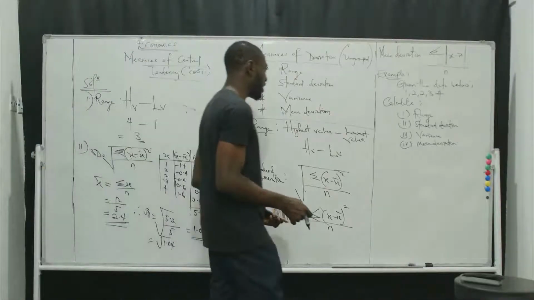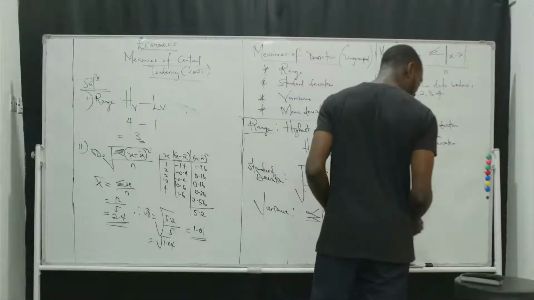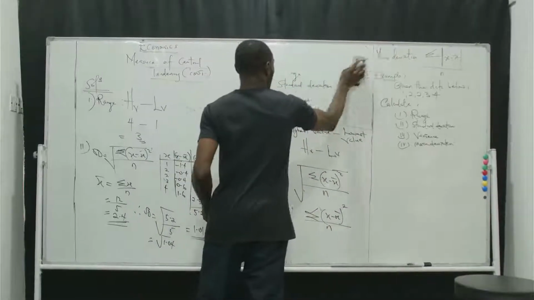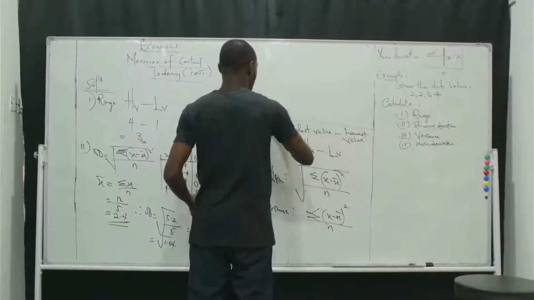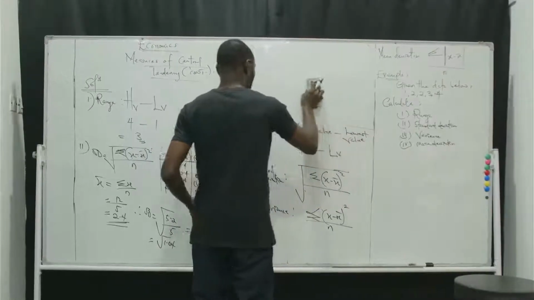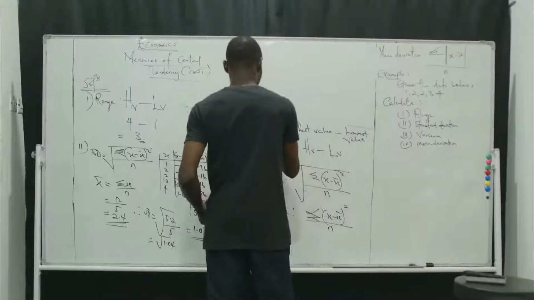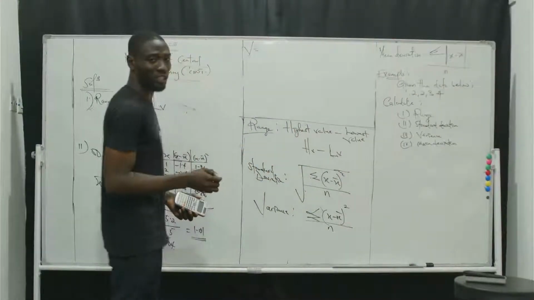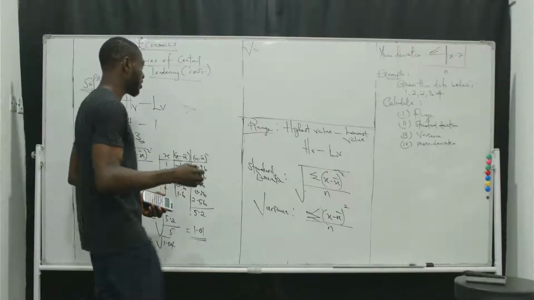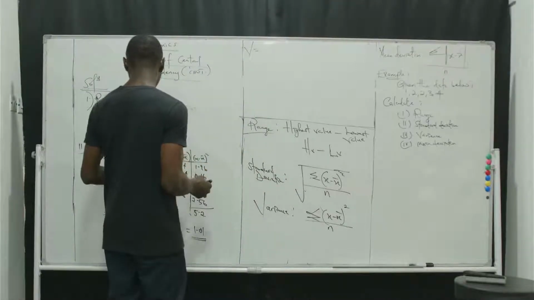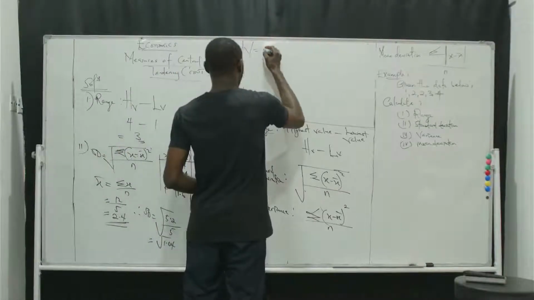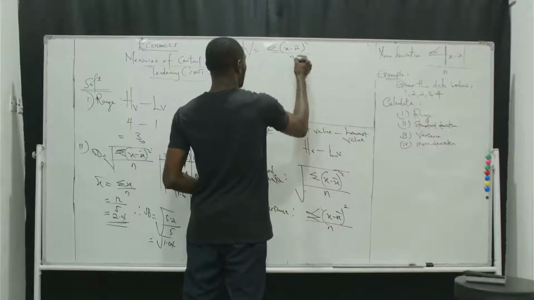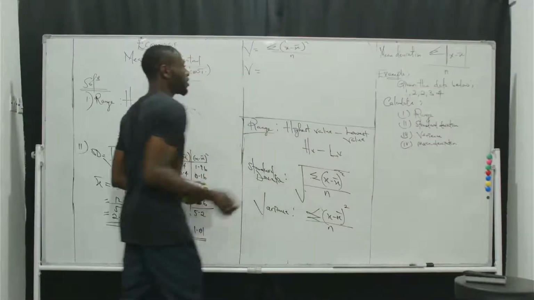Then you move on to the next thing, which is what? Variance. So how do you solve for variance? I told you that when you square your standard deviation, you get your variance, right? So this is my standard deviation right here. So when I square it, it means the square root disappears. So I just have summation x minus x bar all squared divided by n. Already, we've gotten this already.